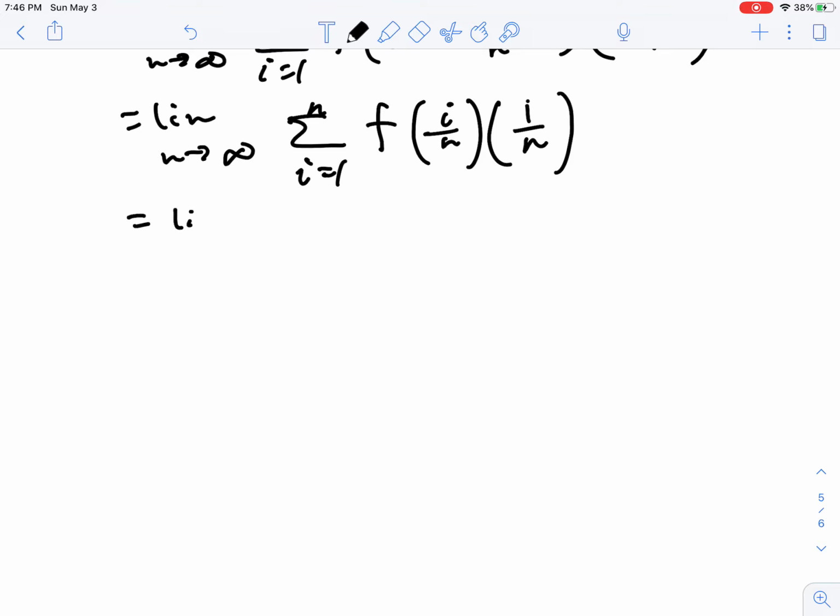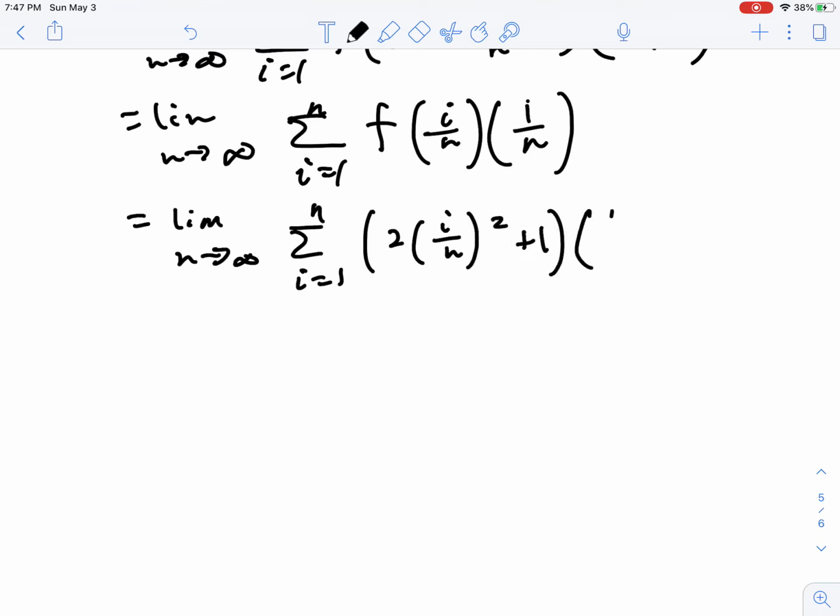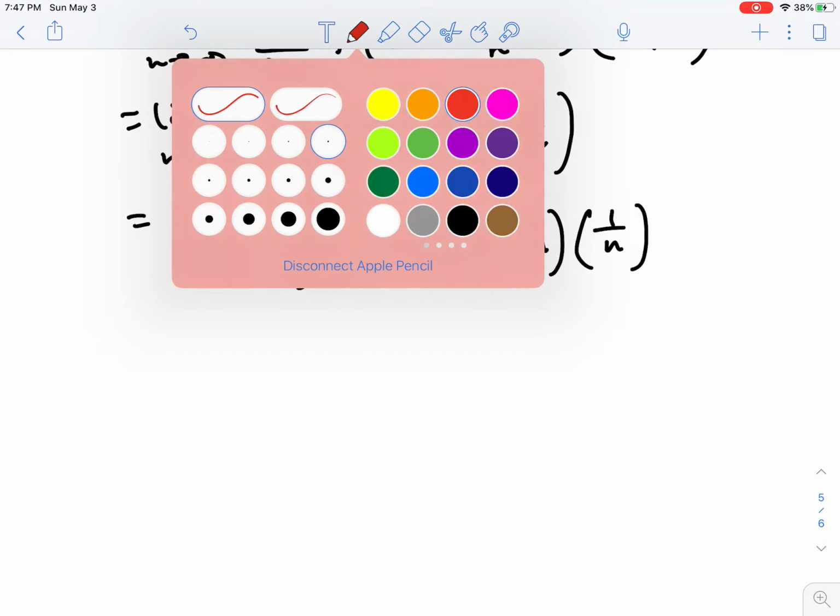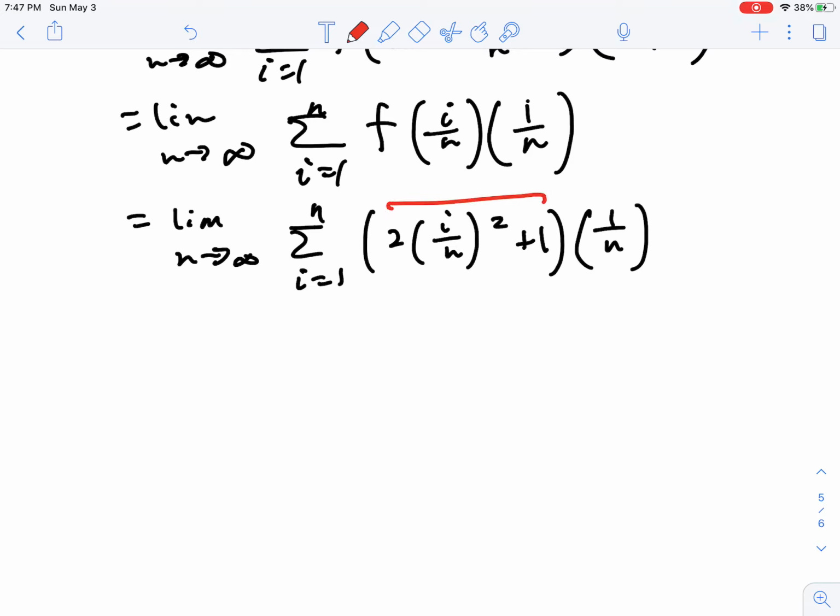Now in this next part here, I'm just going to zoom in so handwriting's a little less sloppy. The limit as n approaches infinity, i equals 1, and now figure out what each of these things are in the context of the problem. We have 2 times (i over n) squared plus 1, times 1 over n. Okay? Remember what this is. This is f of i over n. This is this. Okay, that's a terrible looking arrow.